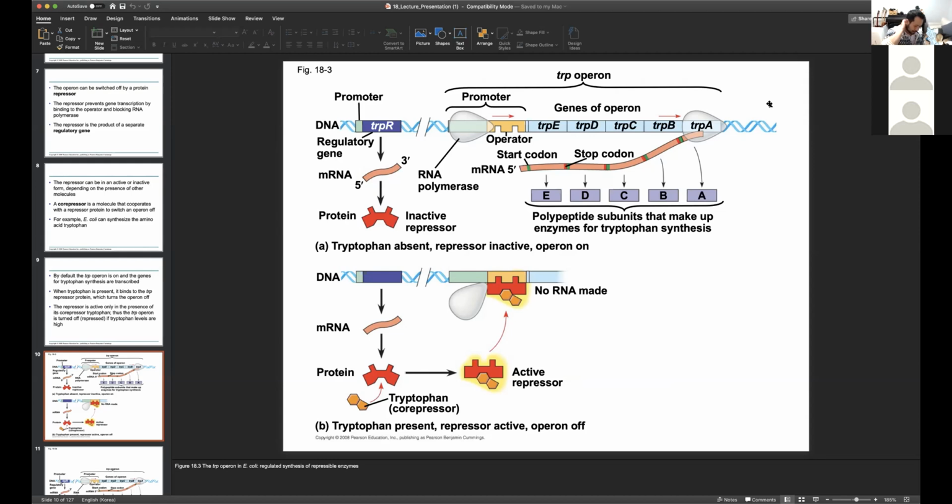So is that pretty clear with you guys what the trp operon and the lac operons are? Okay, so it's pretty simple. It's not too difficult, but you do have to think a little bit about what's turning something on, what's being turned off. So these are just different ideas, but that's pretty much it for gene regulation.